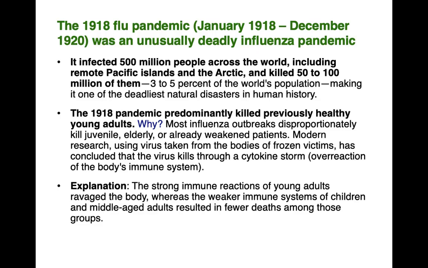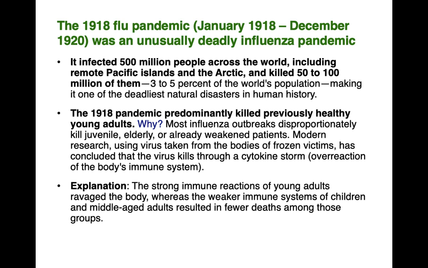Look at the fields where they describe the cause of death as pneumonia and the contributory or secondary cause being influenza. The 1918 flu pandemic, from January of 1918 to December of 1920, was an unusually deadly influenza pandemic. It infected 500 million people across the world, including remote Pacific islands and the Arctic, and killed 50 to 100 million of them, 3 to 5% of the world's population, making it one of the deadliest natural disasters in human history. The 1918 pandemic predominantly killed previously healthy young adults.